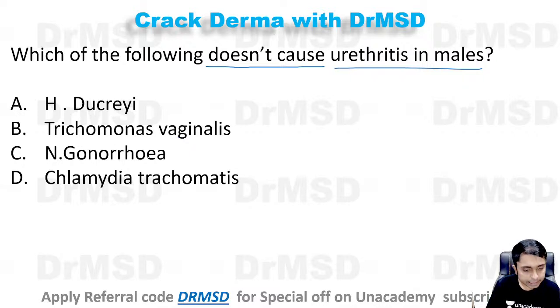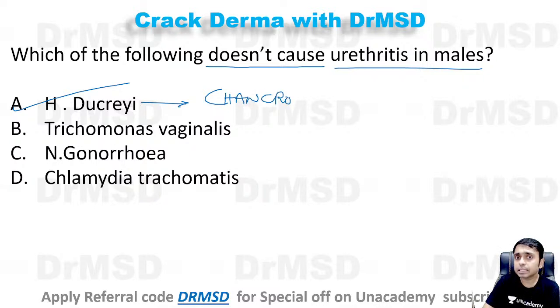And yes, I can see some students are giving option B as the answer. So please remember, here the answer is option A, Haemophilus ducreyi, which is only and only going to cause genital ulcer disease, that is chancroid. Okay, please remember, it is not going to cause urethritis in males. No, it does not cause.